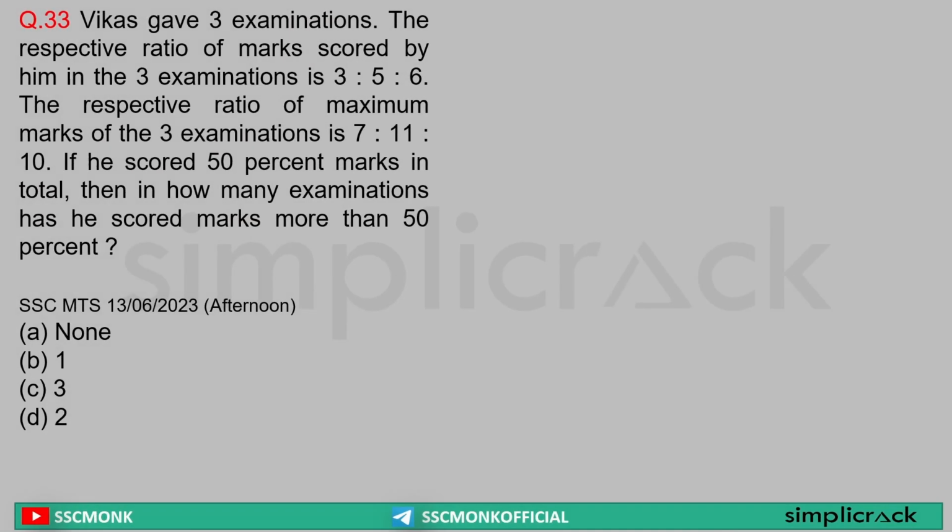Vikas gives 3 examinations. The respective ratio of the marks scored by him in the 3 examinations is 3:5:6. This is secured marks. The maximum marks in the three examinations were 7, 11 and 10. If he scored 50% marks in total, then in how many examinations has he scored more than 50% marks? Okay, so first thing is, what is the total? 3 plus 5 plus 6 is 14. Here what is the total? 10 plus 11 is 21, plus 7, 28.